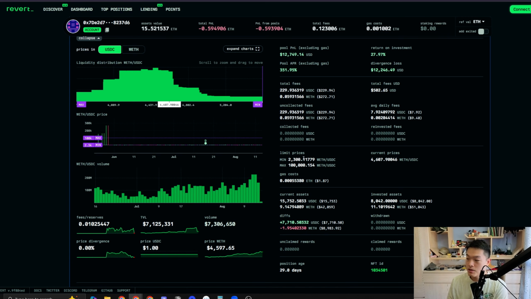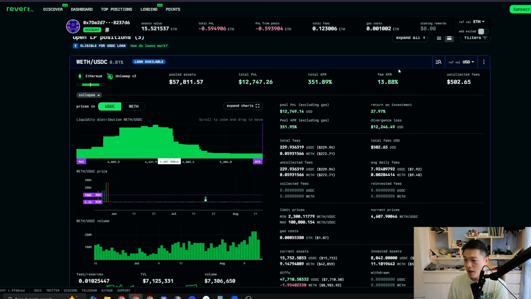And you can see this position here. So I actually went with 2,300. I remembered wrong. It's not 2,500. But you can see the max range is $100,000. And in US dollar value, from the time I deposited, you can see because Ethereum moved up in price, I'm up $12,700 something right now. So 28% ROI on my investment, while I'm earning 13 to 14% APR. So better than just staking your Ethereum and better than just lending out your USDC.